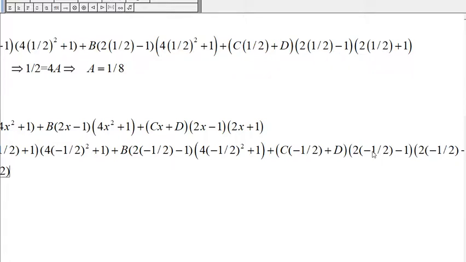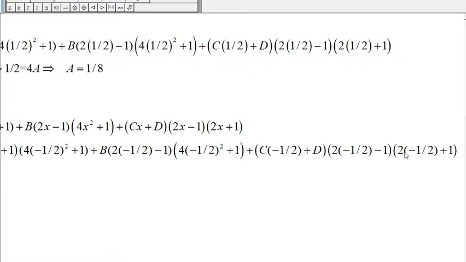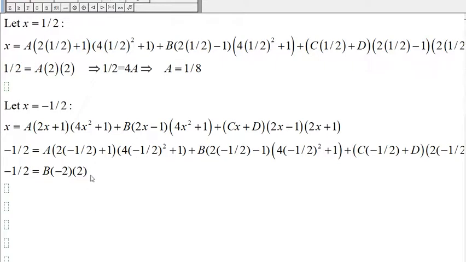Two times negative 1/2 is negative 1. Negative 1 minus 1 is negative 2. But over here, 2 times negative 1/2 is negative 1. Negative 1 plus 1 is 0. So this whole thing right here will be 0. And so here we have negative 1/2 equal to negative 4b. And so since we have negative and negative, multiply both sides by negative 1, then we get 1/2.